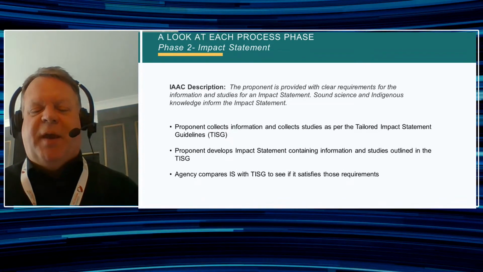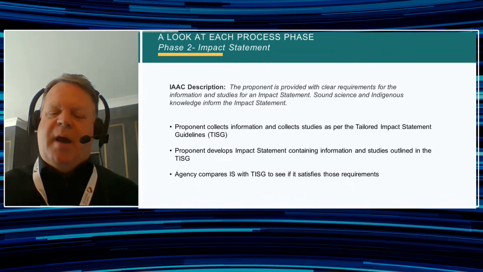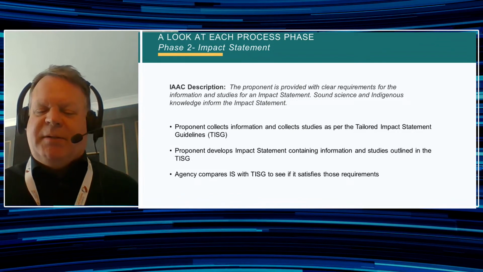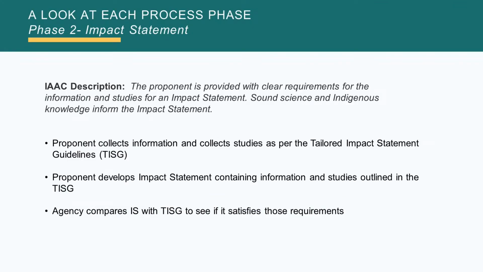So let's move now to phase 2, the impact statement. Again, the IAC description of the impact statement. The proponent is provided with clear requirements for the information and studies for an impact statement. Sound science and Indigenous knowledge inform the impact statement. So, the proponent collects information and conducts the studies as per the Tailored Impact Statement Guidelines.